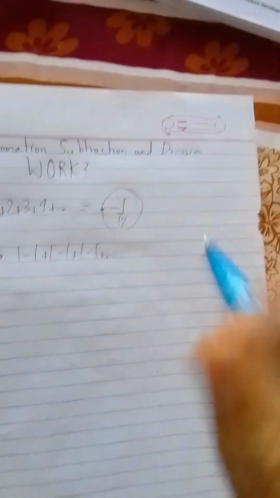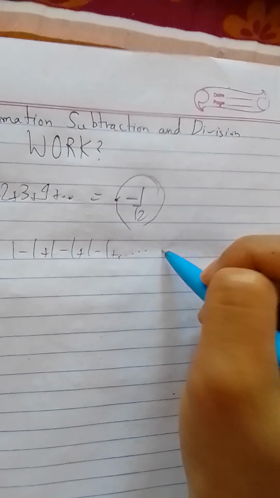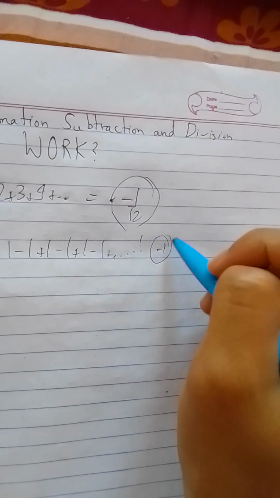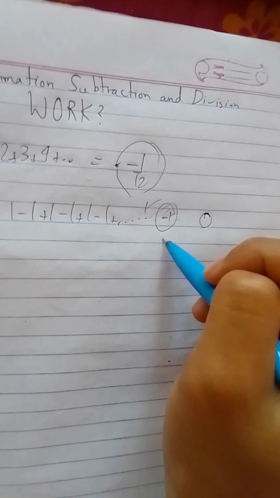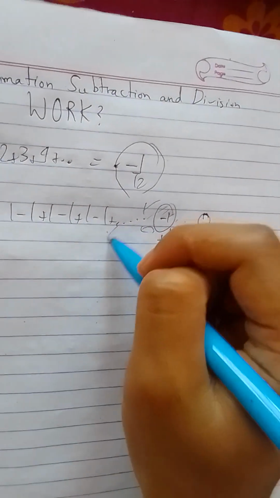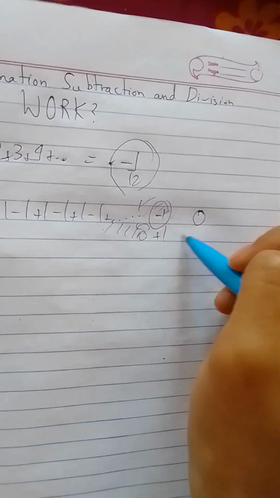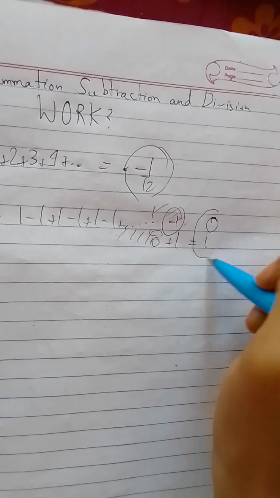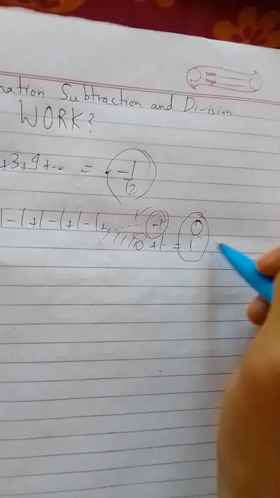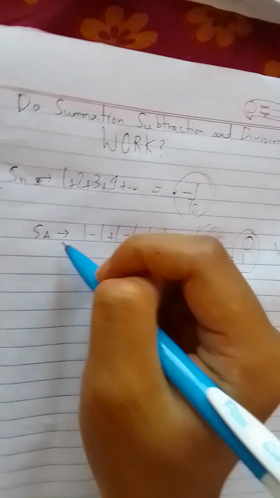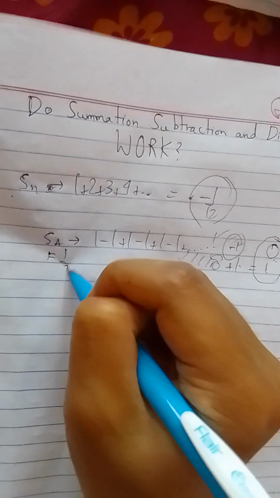and so on. So let's say if we end in a minus 1, then all the terms will cancel, giving 0. But if we end in a plus 1, then all the previous terms would have cancelled out, giving 0 plus 1 equals 1. Since we don't know if it ends in a minus 1 or plus 1, we take the mean value, which is 1 by 2. So this whole thing is equal to 1 by 2.